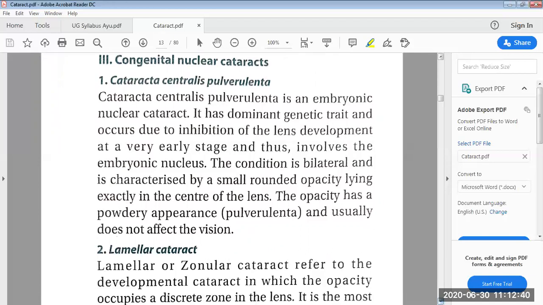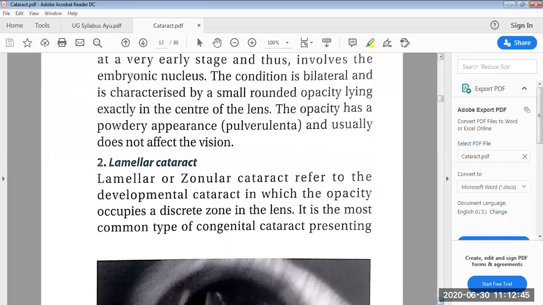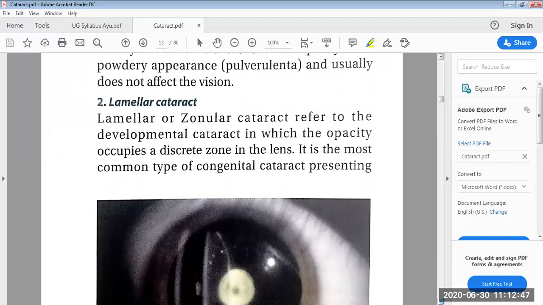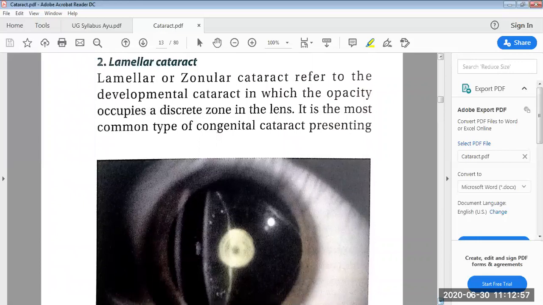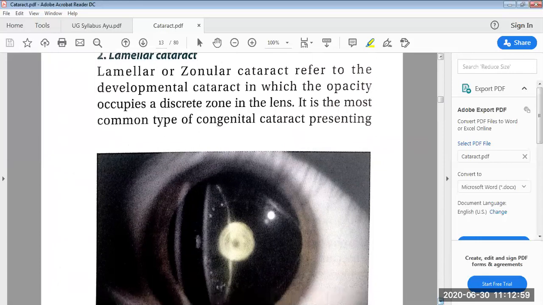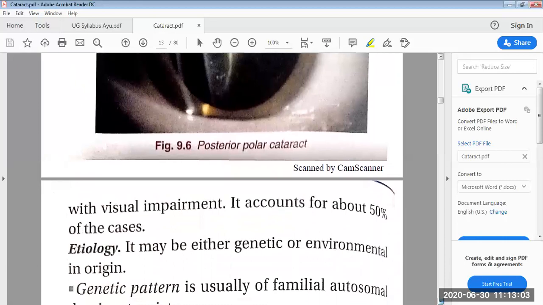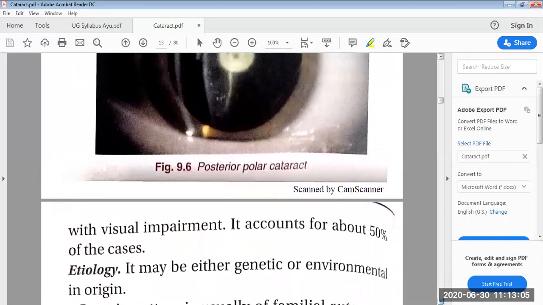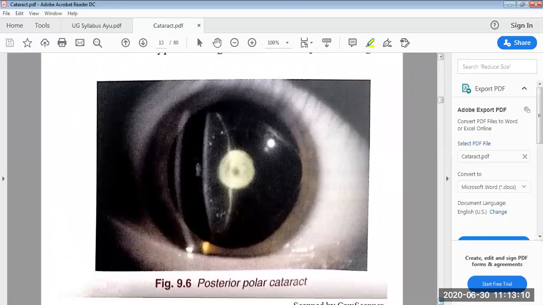The second type of congenital nuclear cataract is the lamellar cataract. The lamellar or zonular cataract refers to the developmental cataract in which the opacity occupies a distinct zone in the lens. It is the most common type of congenital cataract presenting with visual impairment. It accounts for about 50% of the cases. The above image is the image of the posterior polar cataract.